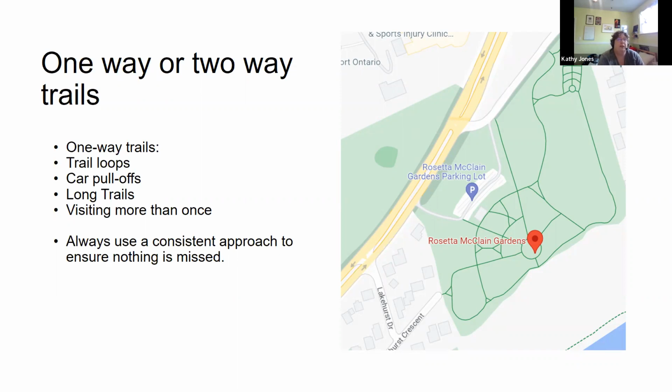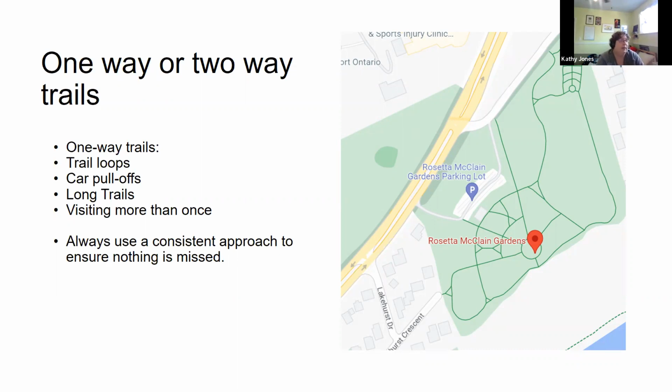But we thought about what's the best procedure for one-way loops, one-way trails, trail loops, car pull-offs, long trails, or visiting more than once. And this is our suggested protocol. One-way trails, we suggest that you do your main capturing, trail capture, and survey 1 to 3 from the arrival point to the end point. Then you can shut off quick capture, and on the way back, you can just look for things you've missed, and maybe use the trail assessment app to put in more things that you missed.